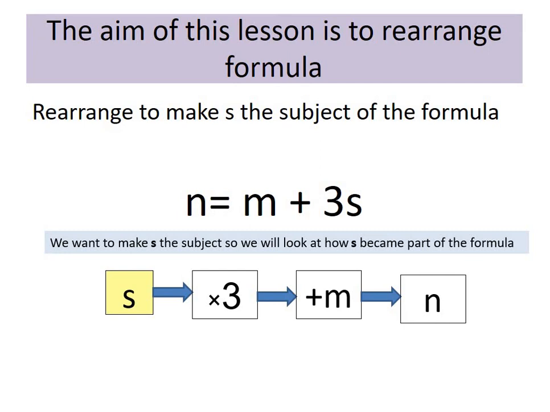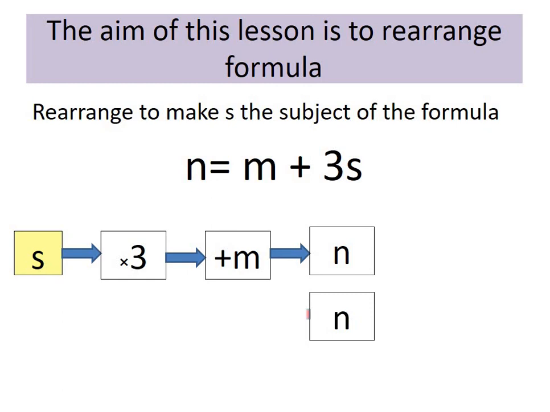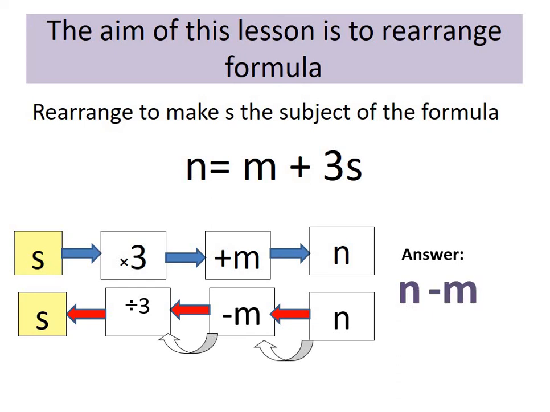If I reverse the process going from right to left, I have n minus m divided by 3 equals s. So I write that like this, n minus m, like a fraction, divided by 3, and out comes s.